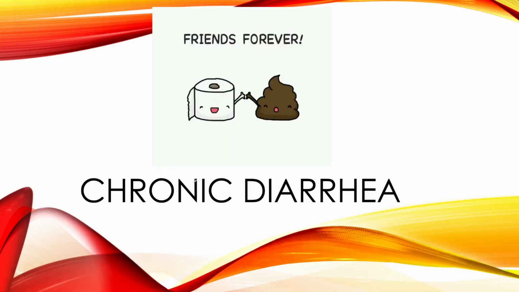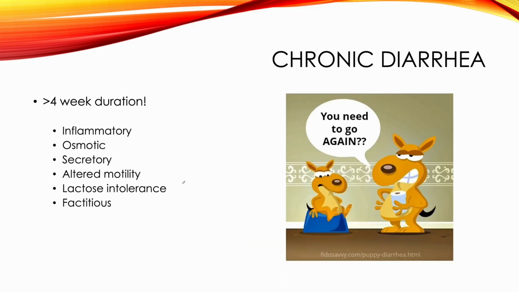All right, so we've graduated from acute diarrhea. Now we're going to talk a little bit about chronic diarrhea. Chronic diarrhea by definition is diarrhea consisting of 4 or more weeks duration. And there are several different subcategories of chronic diarrhea that we're going to go over. There's inflammatory, which is usually an IBD, so Crohn's or ulcerative colitis. There's osmotic, secretory, altered motility, lactose intolerance, and even factitious. We're going to go through these briefly.